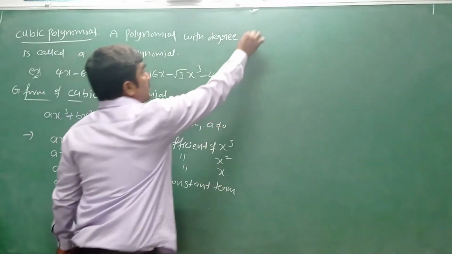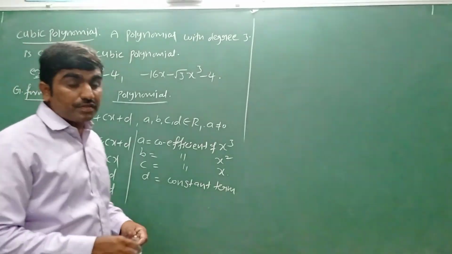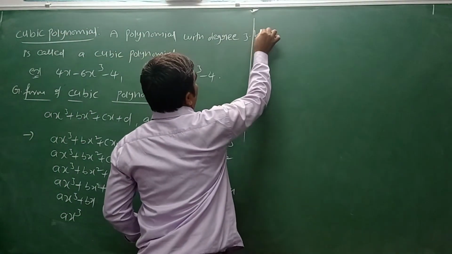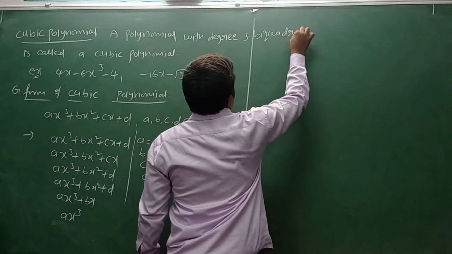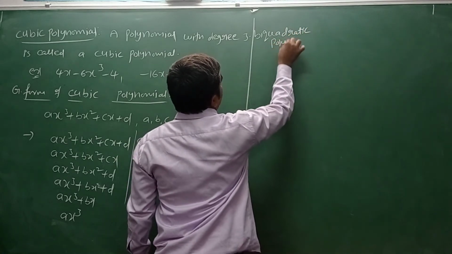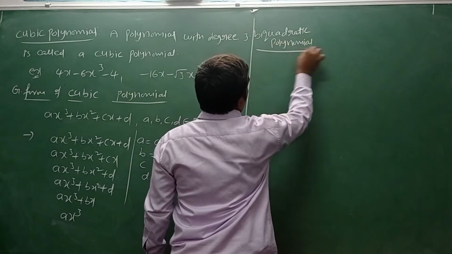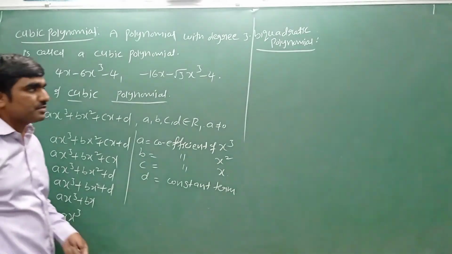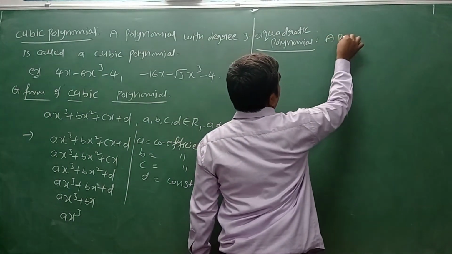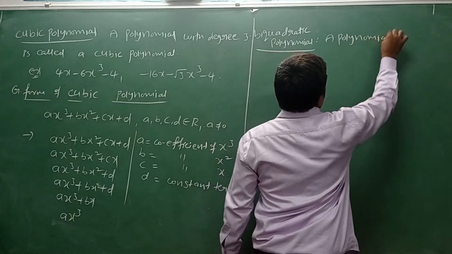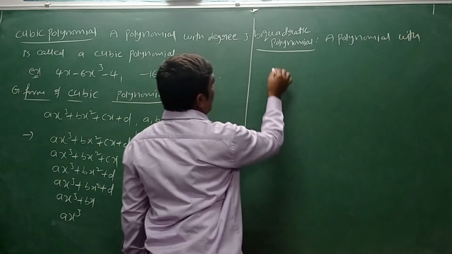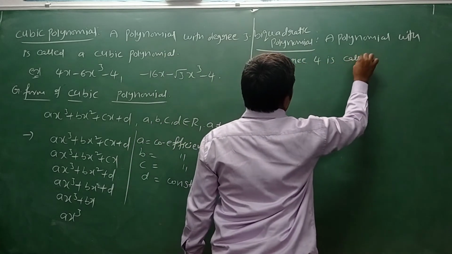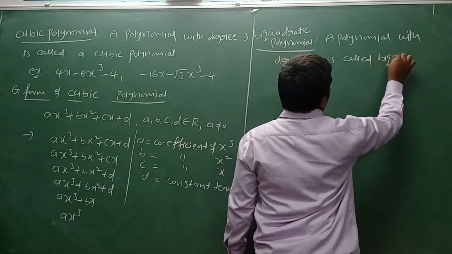Now let's see what is degree 4. What is a polynomial with degree 4 called? It is called a biquadratic polynomial. What is meant by a biquadratic polynomial? A polynomial which has degree 4, where the highest power is 4. A polynomial with degree 4 is called a biquadratic polynomial.